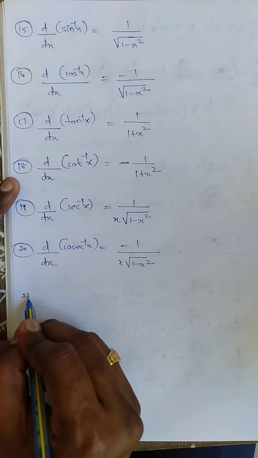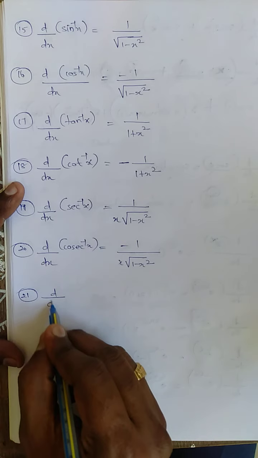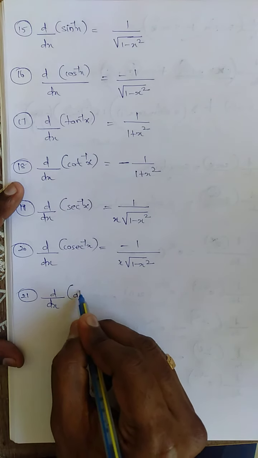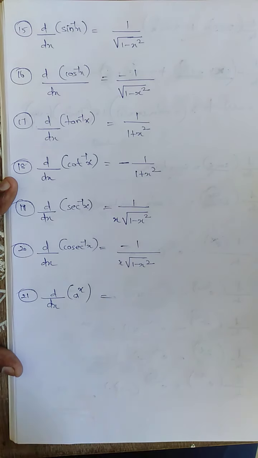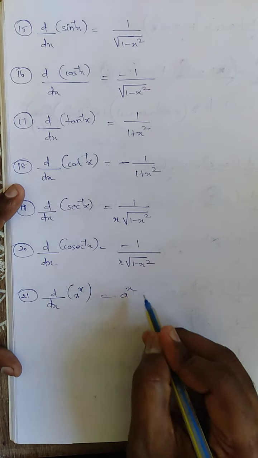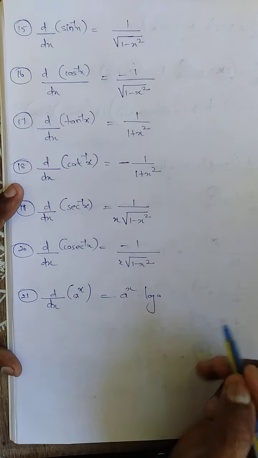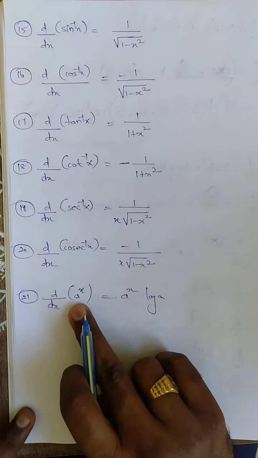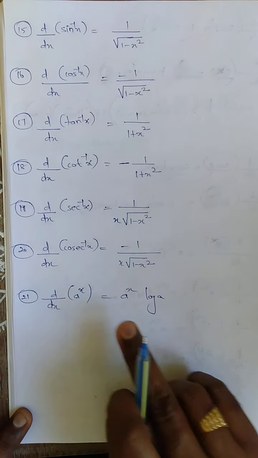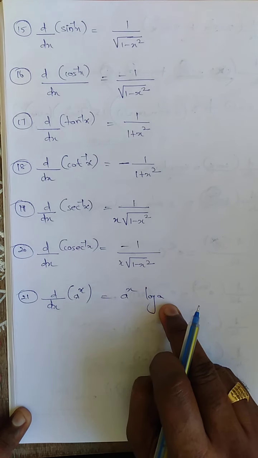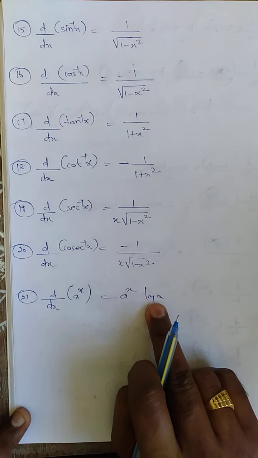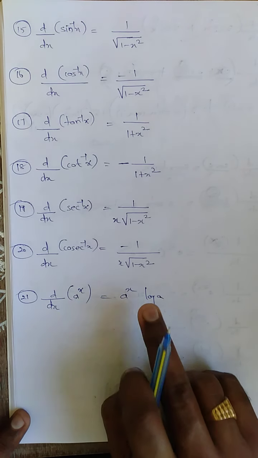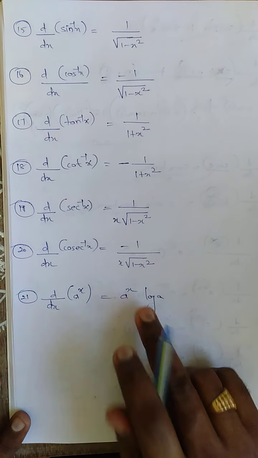Next, the 21st formula: the derivative of a power x. See, this is very different. A is a constant here. For a power x, you need to write a power x into log a. This is a different formula. 5 power x means 5 power x into log 5. The same procedure: a power x is nothing but a power x into log a. This formula is very different, no? So you need to learn these formulas.